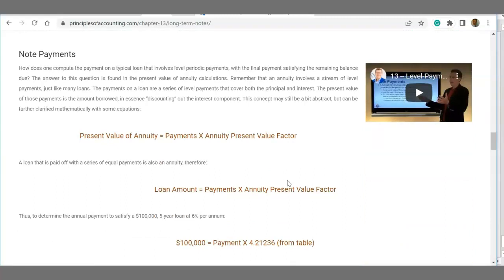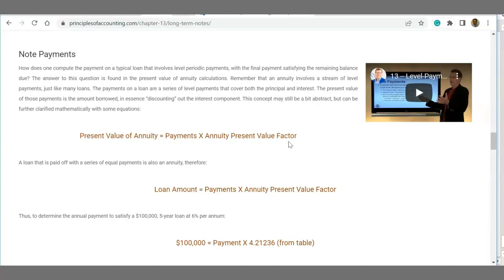Okay. There is another issue here. It's trying to show you: present value of an annuity, today's value, equals the number of payments times the annuity present value factor.